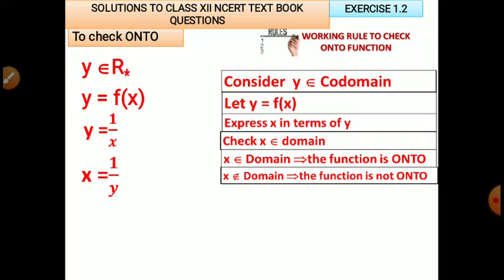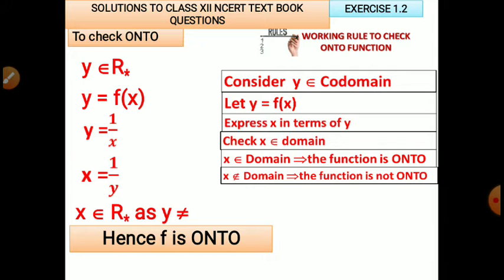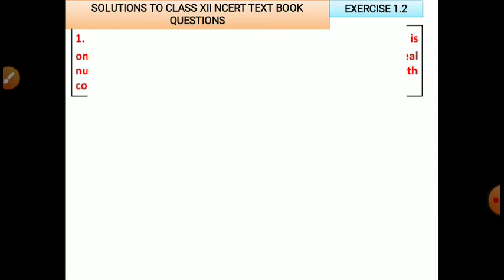Now, for all y taken from the codomain, the codomain is the set of non-zero real numbers. Any non-zero real number you take in the place of y, x will again be a non-zero real number, so x belongs to the domain. So x belongs to R star, as y is not equal to 0. If y equals 0, it is not defined, so therefore it is an onto function.